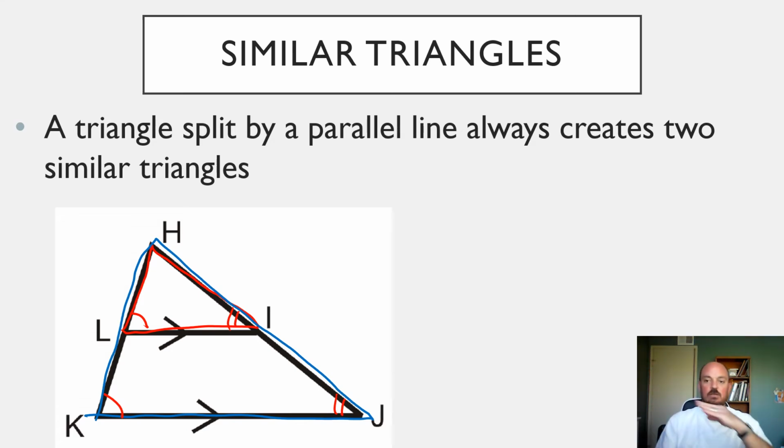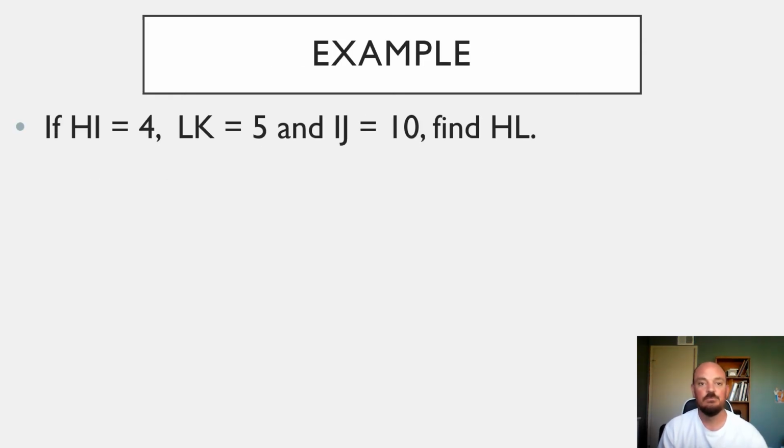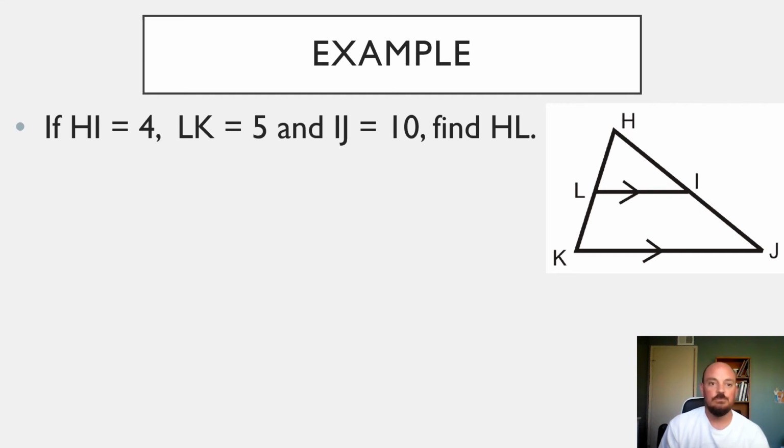But if I take a triangle and I draw a line through the middle that's parallel to any one of the three sides, it always creates similar triangles. So let's turn that into an example. I'm going to use the same picture, and I'm going to say HI is 4. Let's mark it in the picture. HI, so this one here is 4. LK, this one down here is 5. And IJ, this one over here is 10. And we want to find XL. This is the question mark right here.